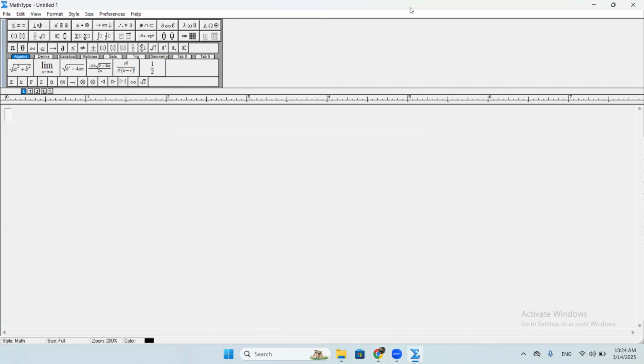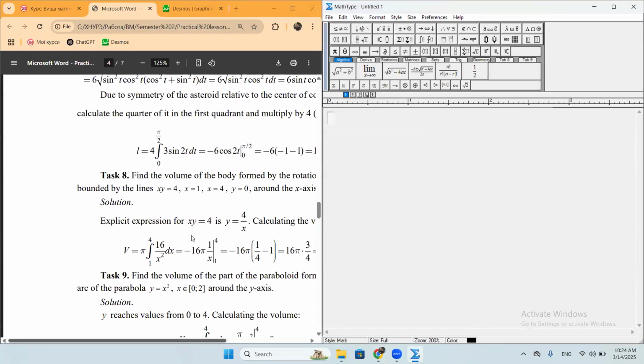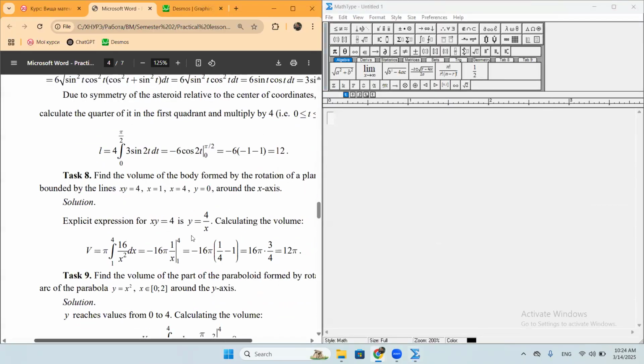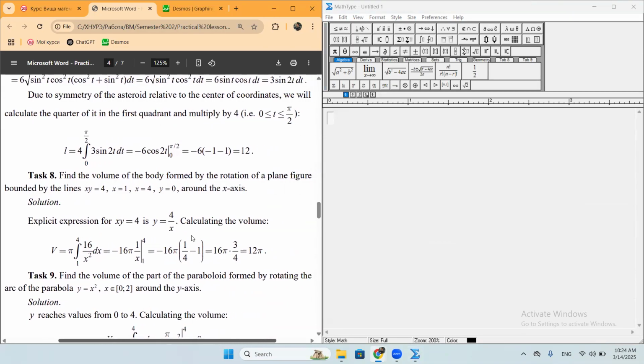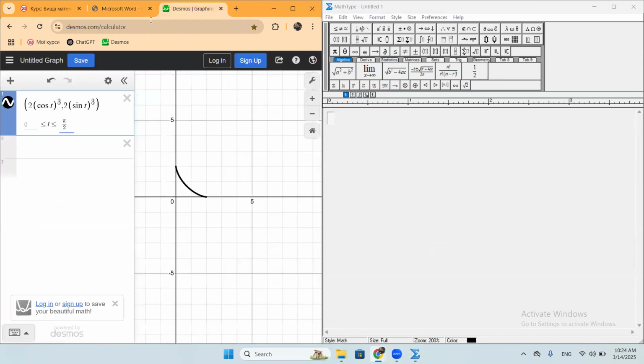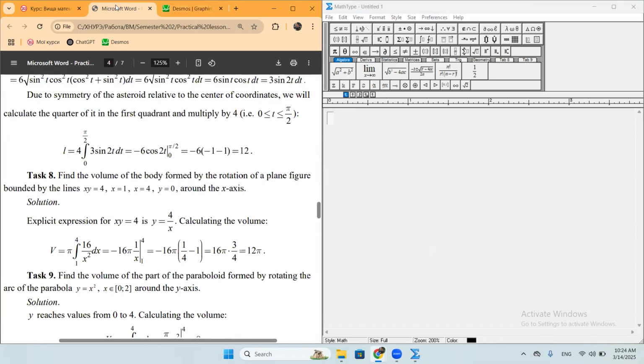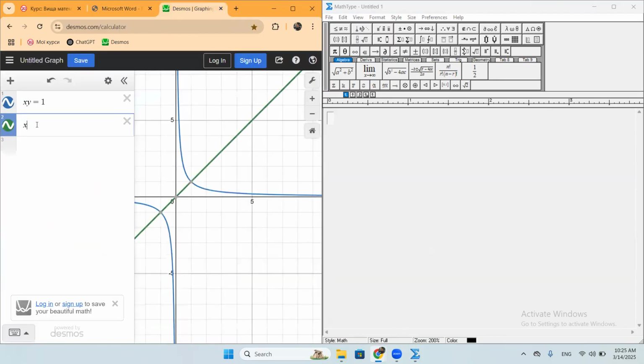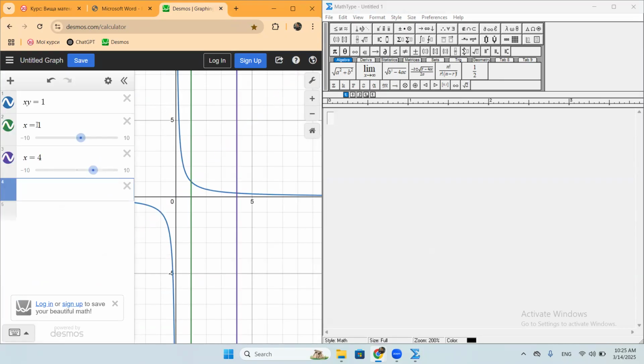So task number 8. We need to find the volume of the body formed by the rotation of a plane figure bounded by the following lines. So let's draw this graph. So xy equals 4, then x equals 1, x equals 4, and y equals 0.